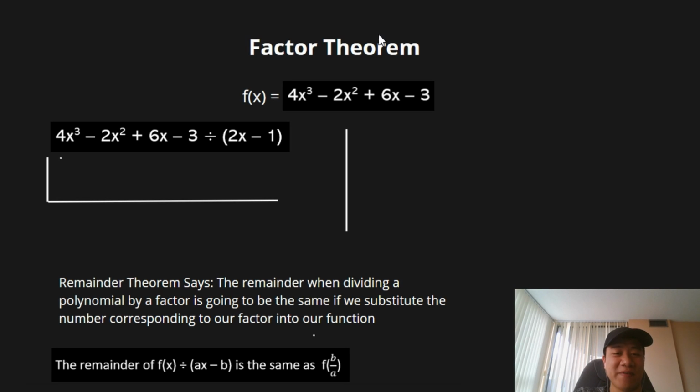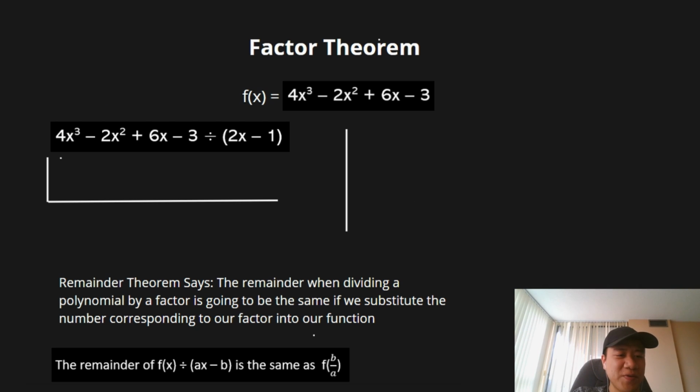So today we've been talking about factor theorem. And this actually comes from a specific result of remainder theorem. Basically, if you forgot what remainder theorem was, this is what it says. If we substitute the number corresponding to a factor into a function, it will give us the remainder when we do our long division. So instead of having to do this big long division over here to get a remainder, all we have to do is substitute the corresponding number into our function, and we can find the remainder that way.